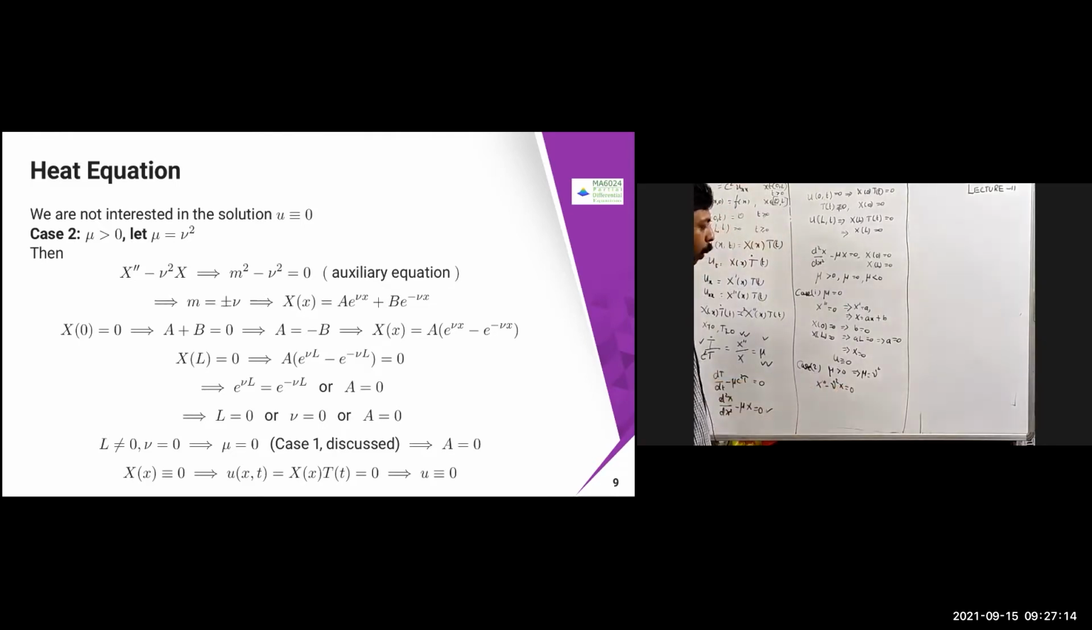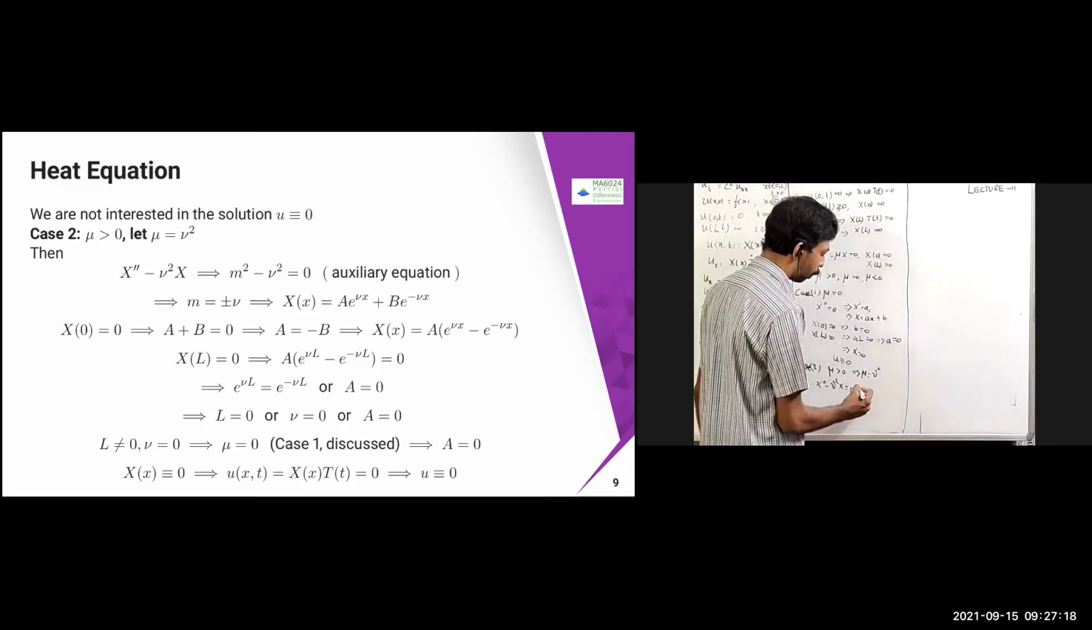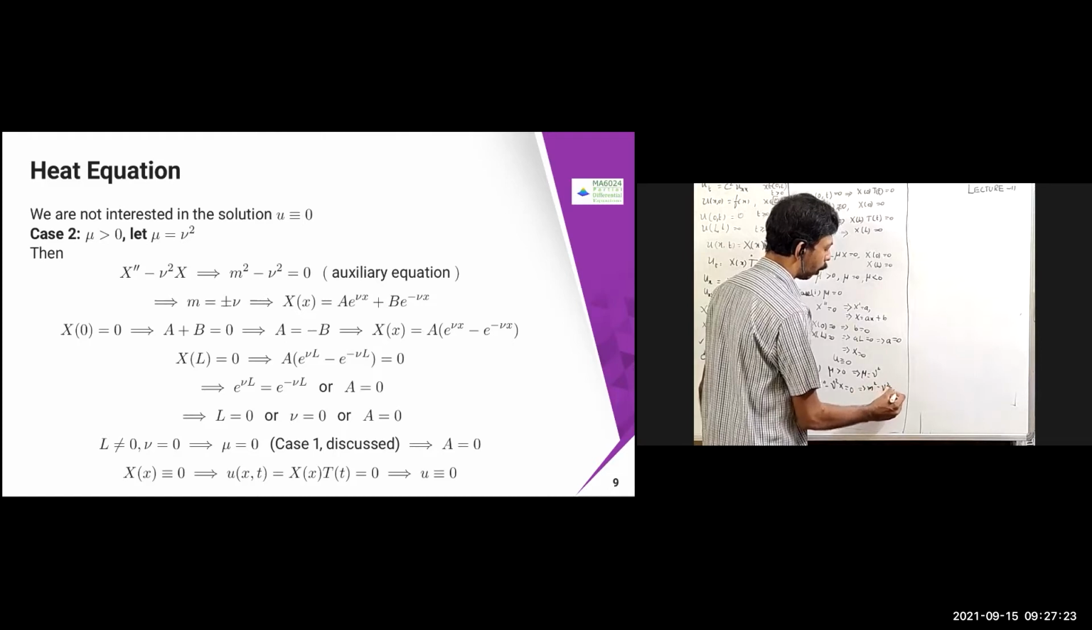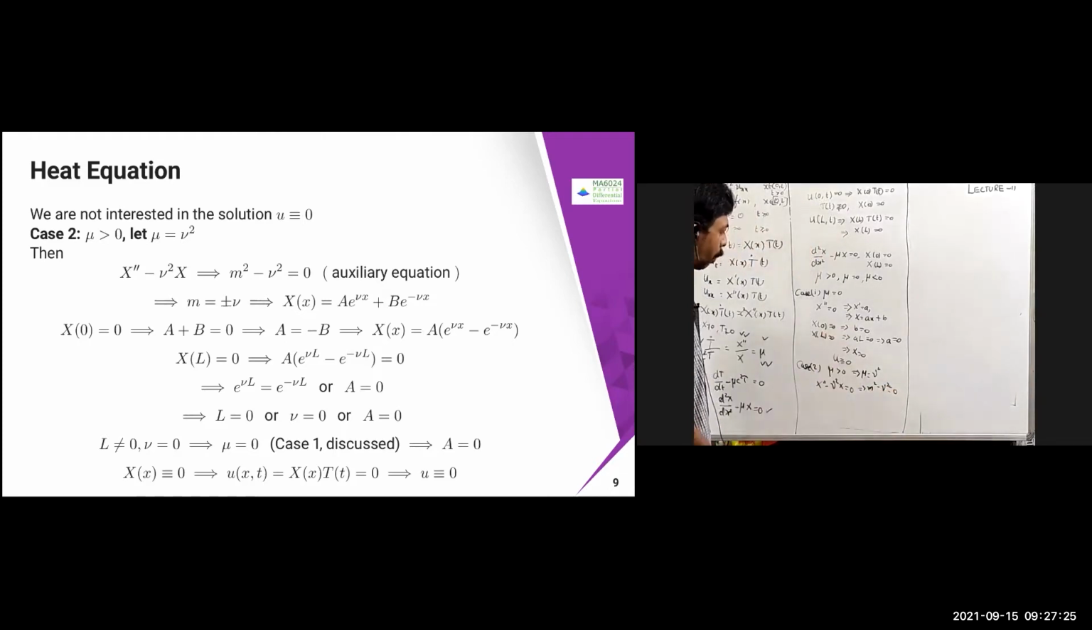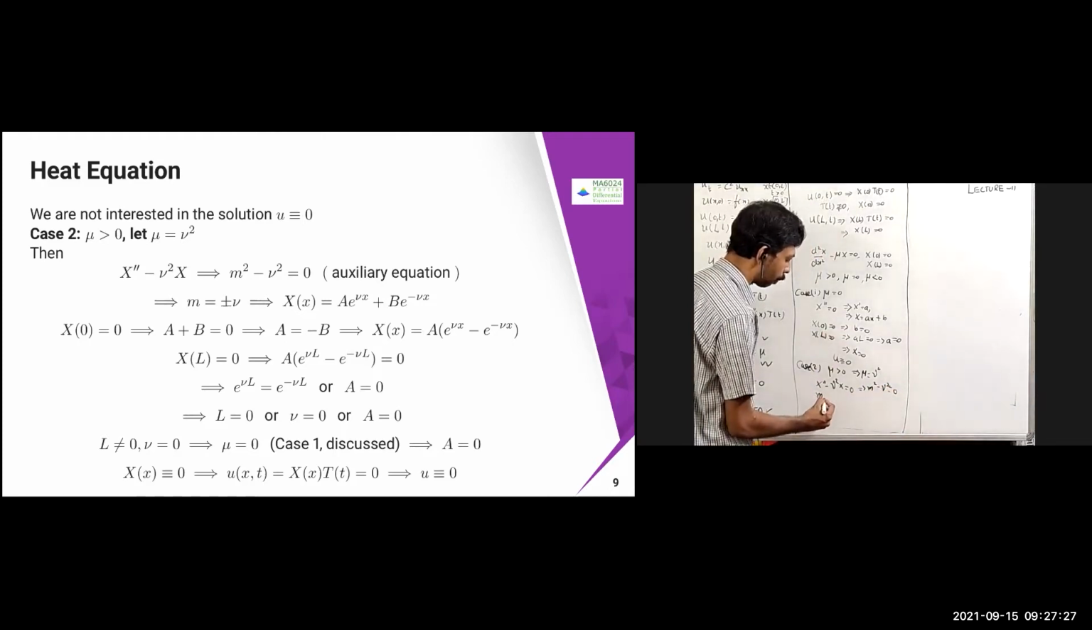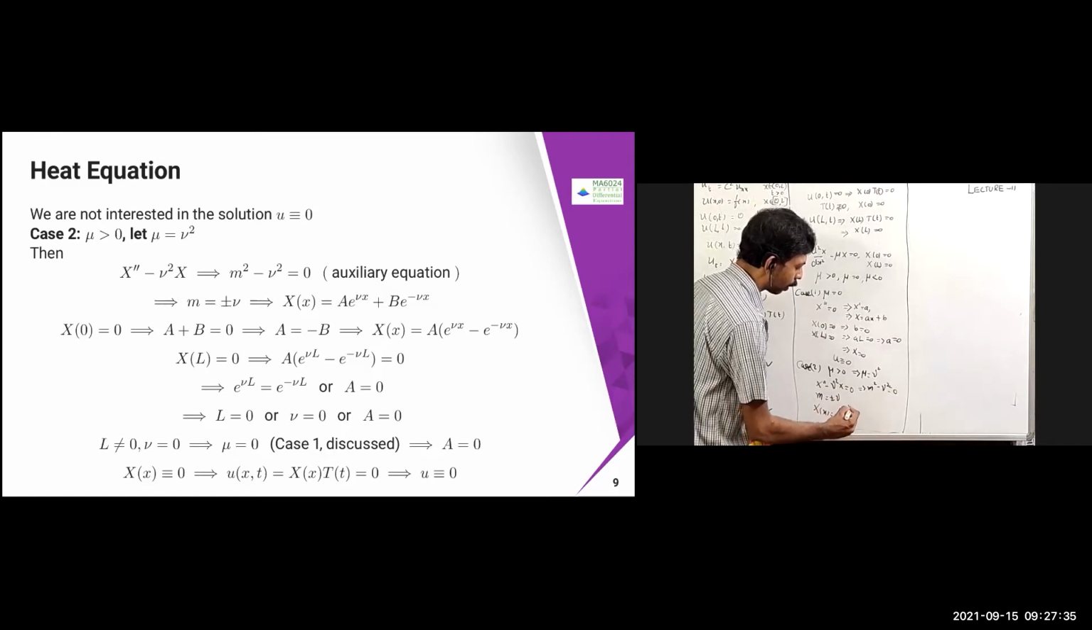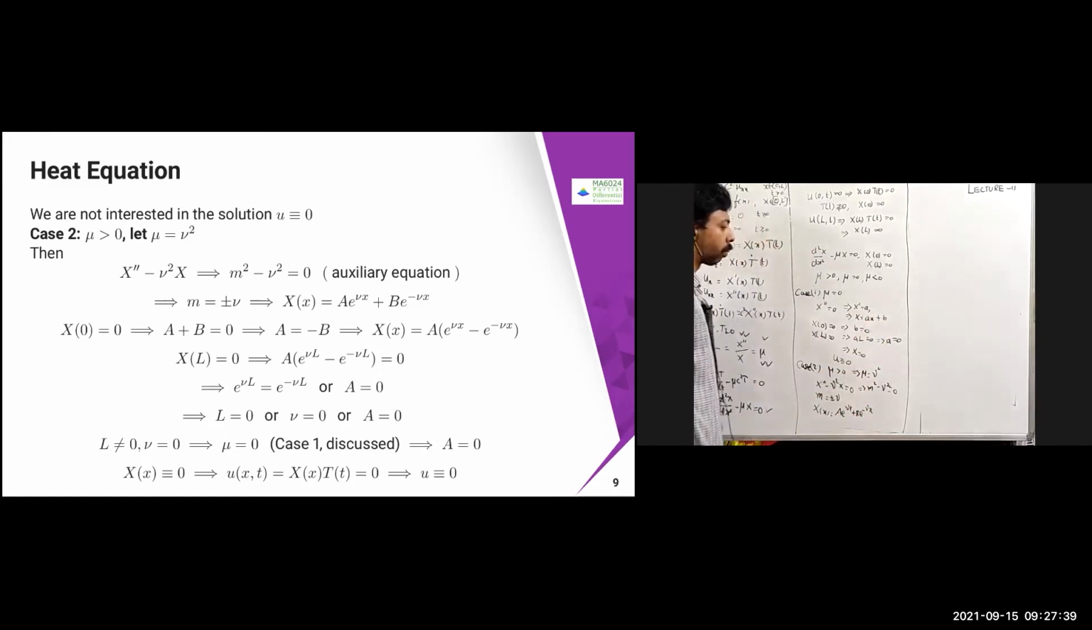Now if I solve this one, what is the auxiliary equation for this one? The auxiliary equation is going to become m square minus nu square equal to 0. Therefore you are going to have two roots, so m is going to be plus or minus nu. Therefore x of x is going to become a e power nu x plus b e power minus nu x.